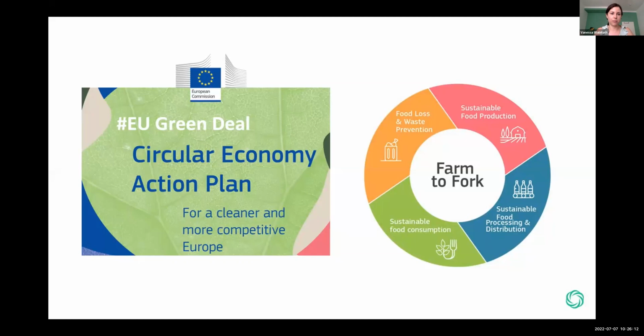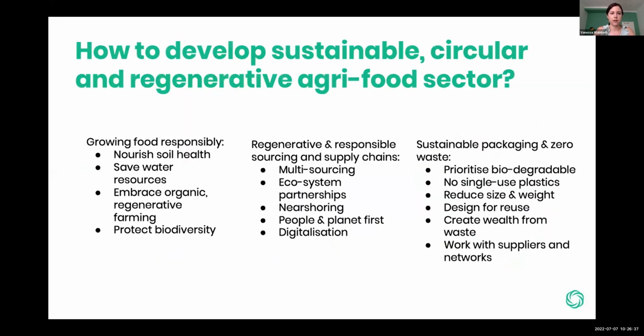And it is important that the national governments adopt that and implement it. So we all have a role to play to make this happen. And it starts actually in our kitchen, in the kitchen of the school that we are going to look at and be part of this. So how can we actually develop a sustainable agri-food sector?